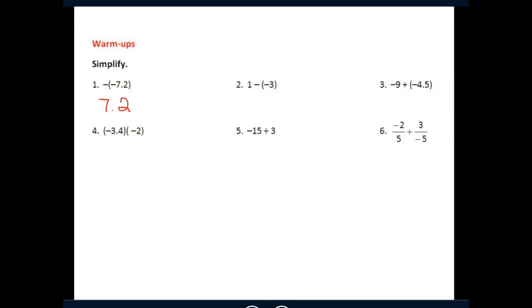In number 2, you have a minus again. So that is the subtraction property of a negative, which tells you it becomes a positive. So we get 4. In number 3, you're adding two opposites. So you get a larger negative number.